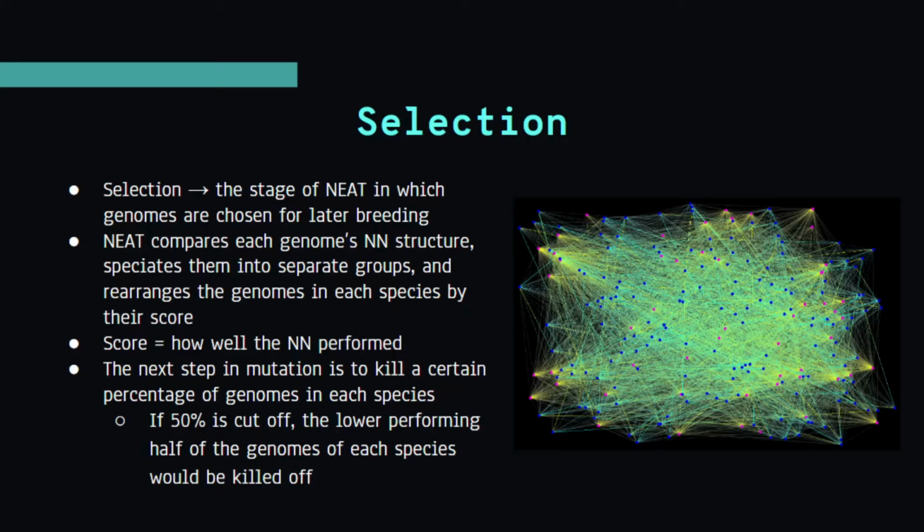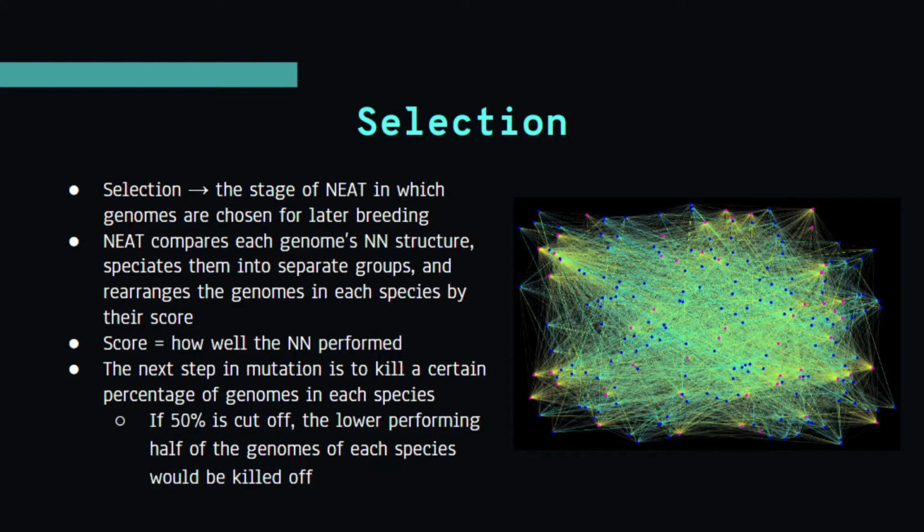All right, so now let's get into the third stage of NEAT, which is selection. Selection is a stage of NEAT in which genomes are chosen for later breeding. NEAT compares each genome's neural network structure and speciates them into separate groups. And then it rearranges the genomes in each species by their score. So after it's formatted this, it knows how each species has performed compared to other species. And score is basically how well the neural network performed.